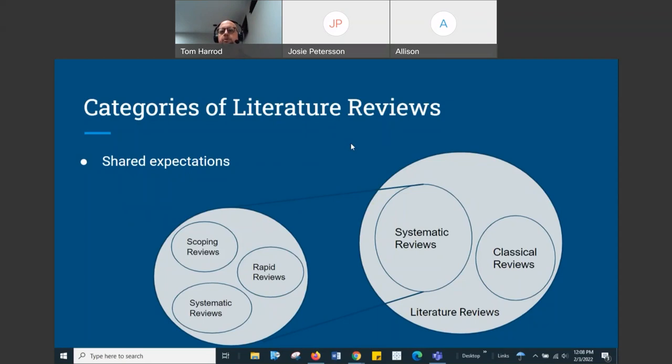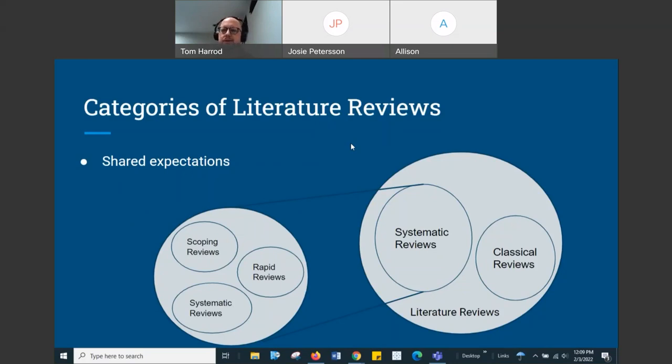As opposed to a systematic review, which is one that is usually a team of people, and they have a very systematic methodology that they use to perform the review. And I'll talk a little bit in a moment about what the important difference is.